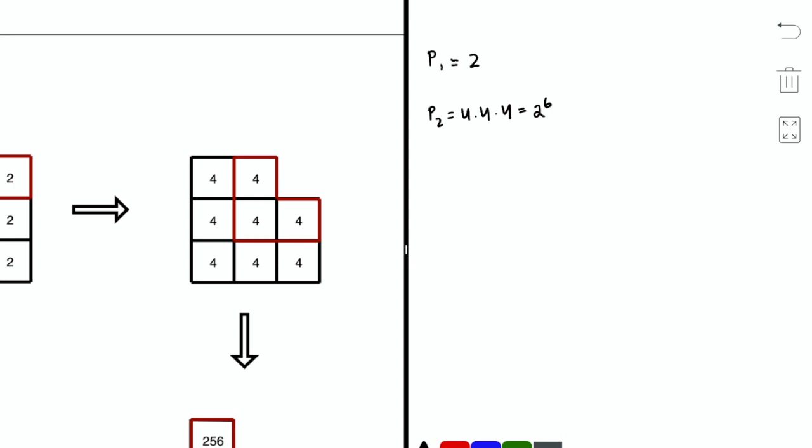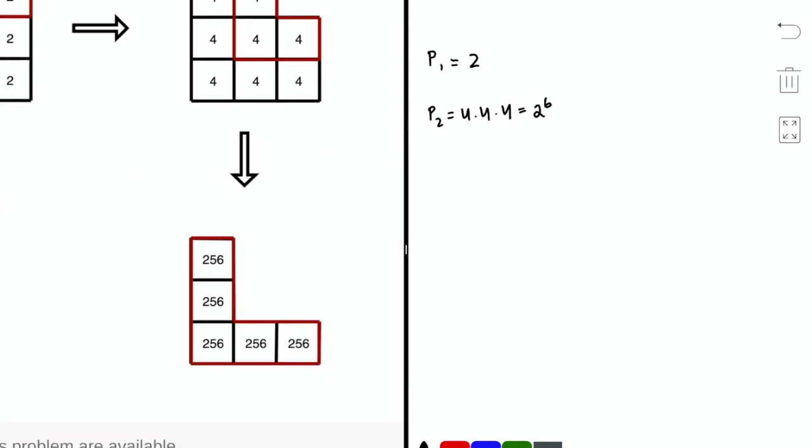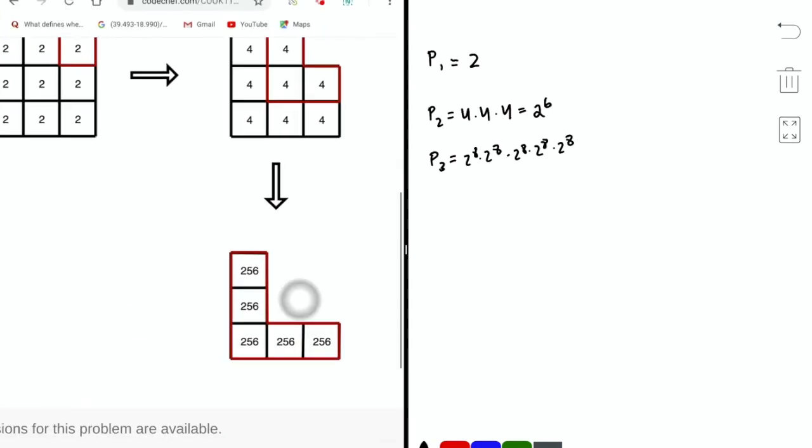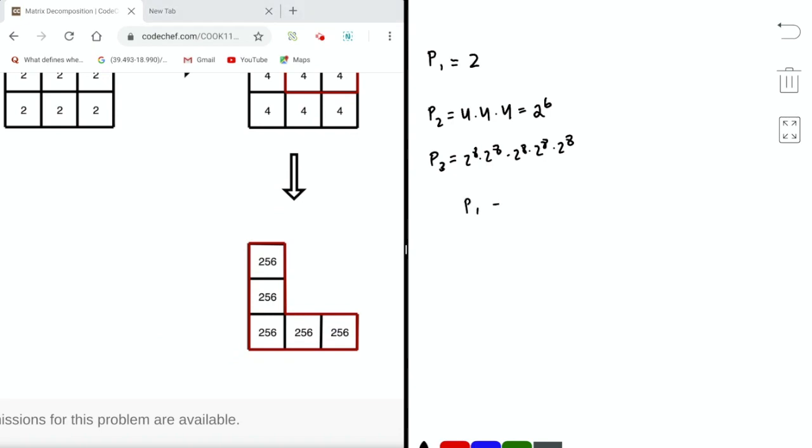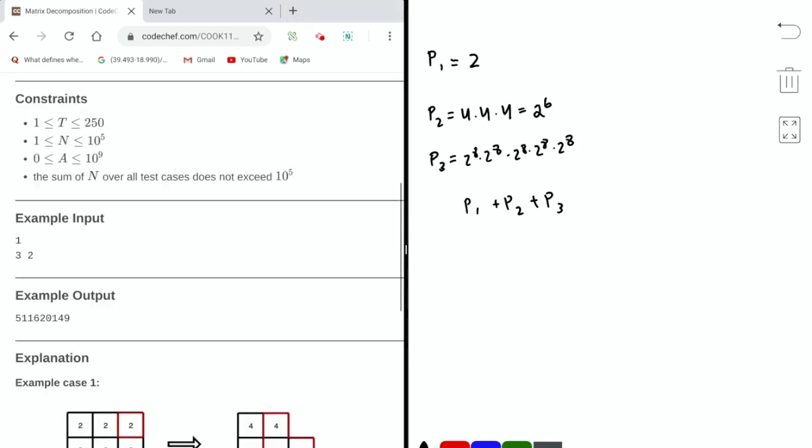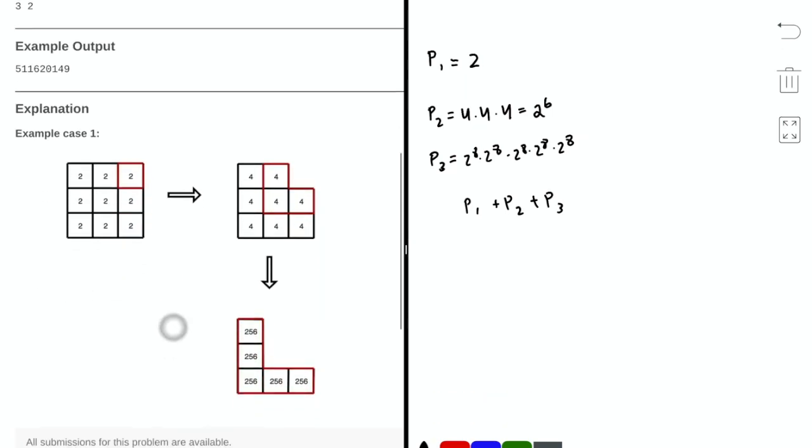And then we do the same thing as we did before. We multiply the remaining elements by P of 2. And so then we get this version of the matrix. And so P of 3 would be all these elements that we're now going to remove multiplied together. So it would be 2 to the power of 8 times 2 to the power of 8. And we do this 5 times. And so our total answer would be P1 plus P2 plus P3. And we would mod this by 10 to the power 9 plus 7.